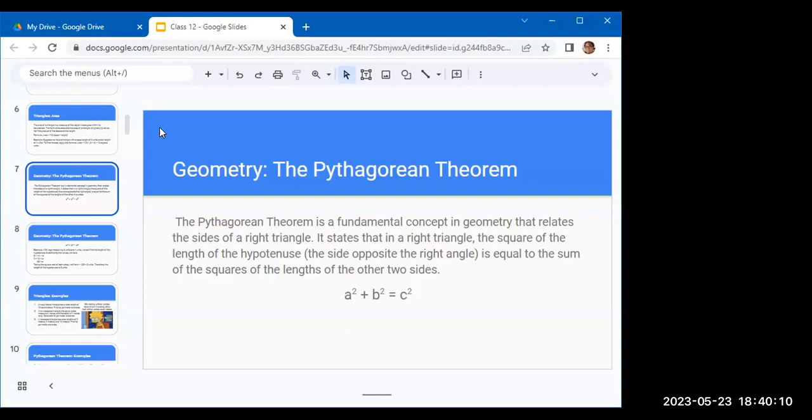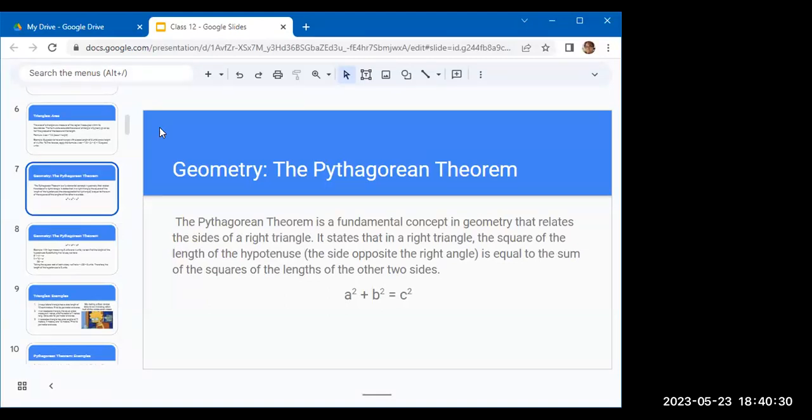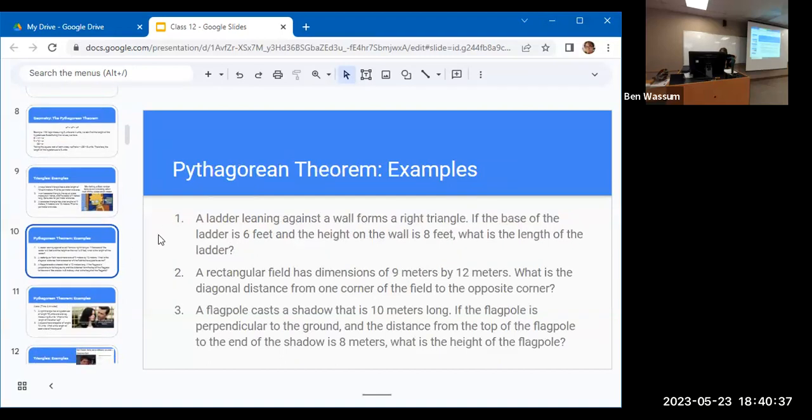So in our case, we needed to find the height of those triangles. We made a right triangle out of it, and we can use this formula to find that height. So that's where that came from. Okay. Now I do have some more examples for the Pythagorean theorem.